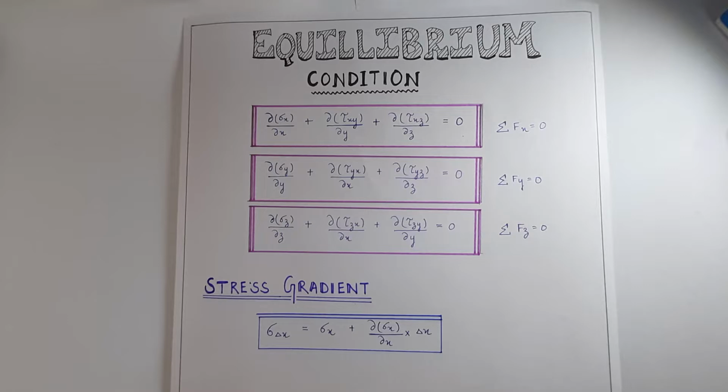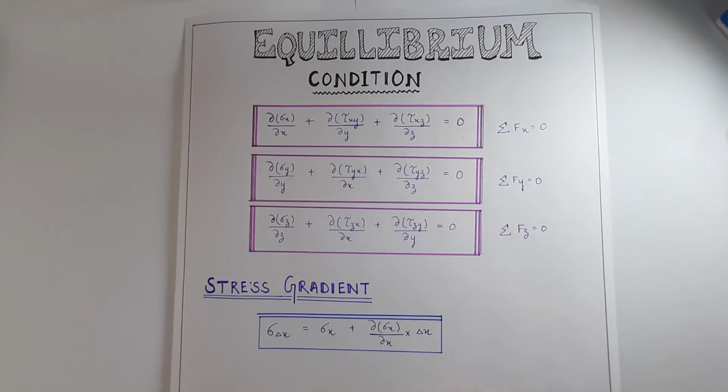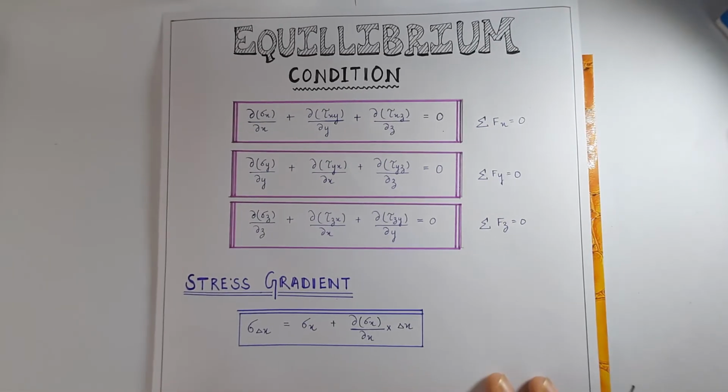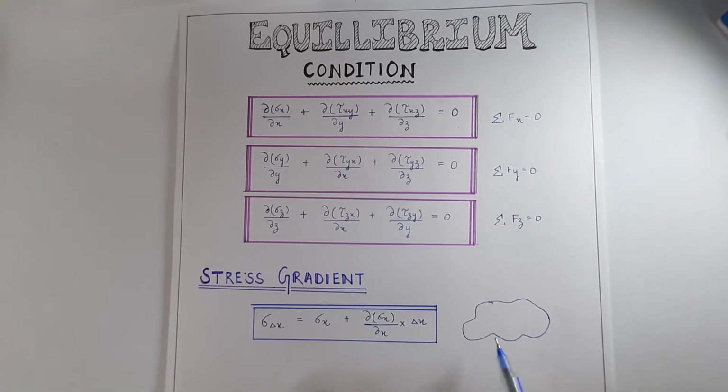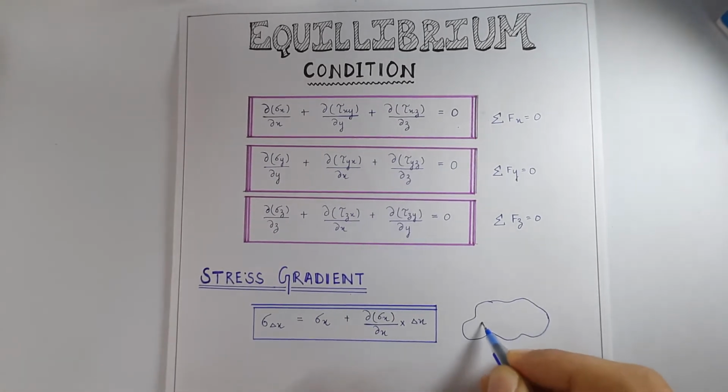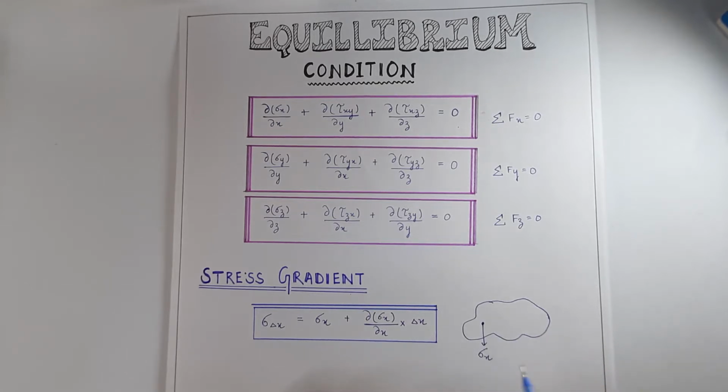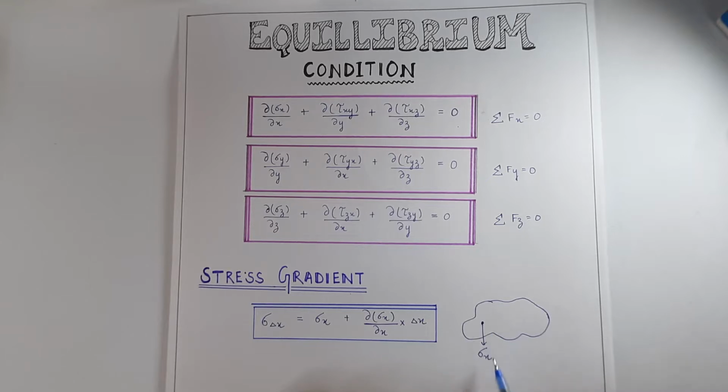Stress gradient is basically the variation of the stress with the distance, hence the name stress gradient. Let us take an example. We have a body under consideration, and suppose at this point the stress is σx. So at this point the stress is known to us. When this body is under the application of any external force, it will have stress, and suppose at this point we know the value, which is σx.